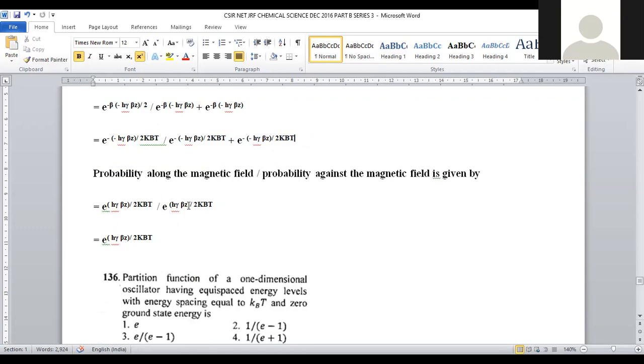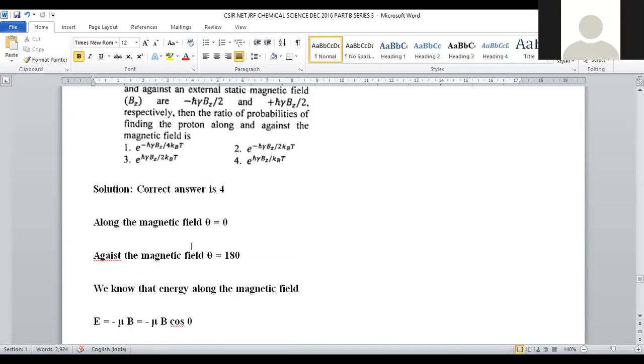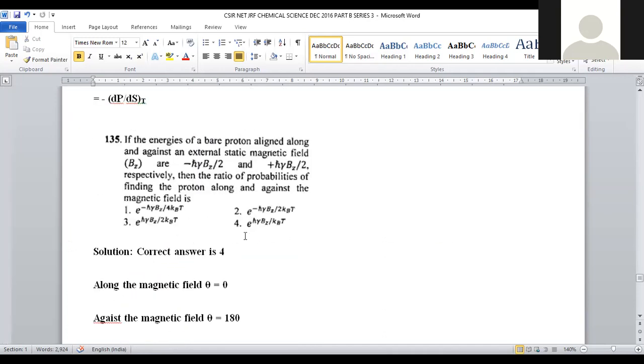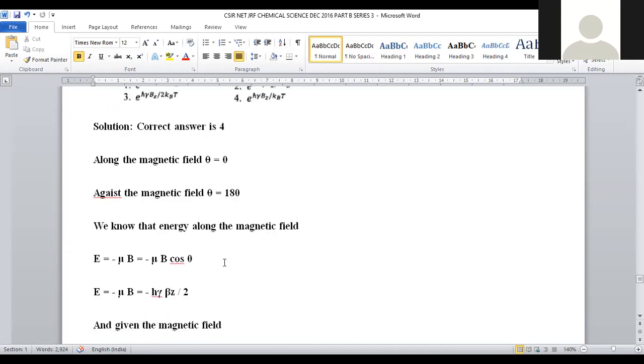Here beta Bz values are there. So it becomes e to the power h cut gamma Bz by kBT. This will be taken finally, and that is provided in option number 4. For question number 135, option number 4 is the correct answer, right?